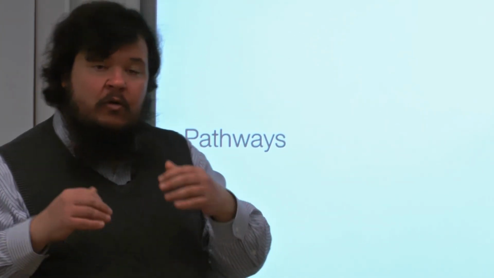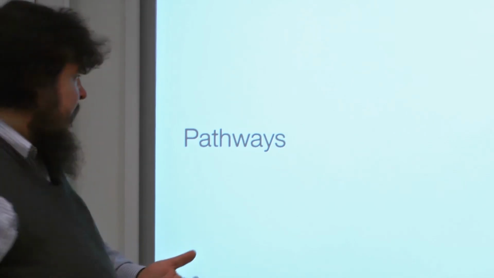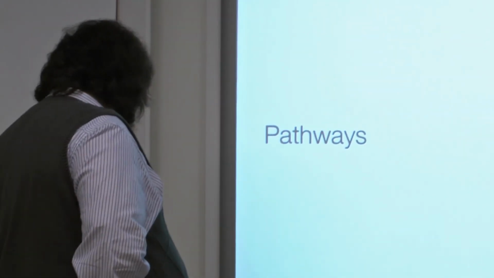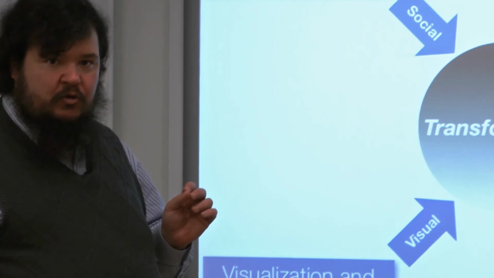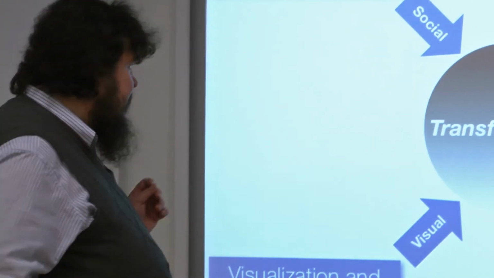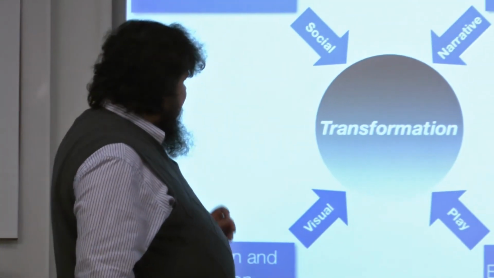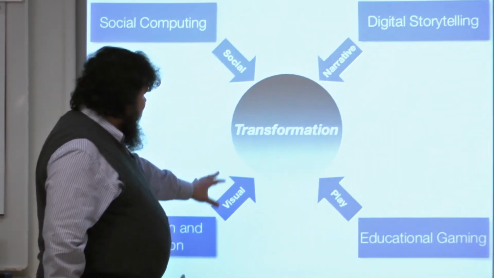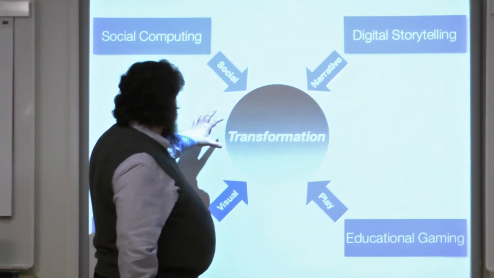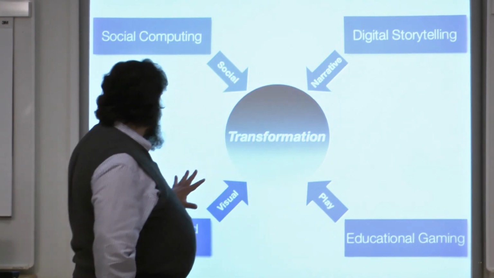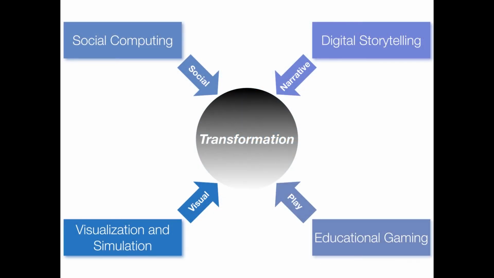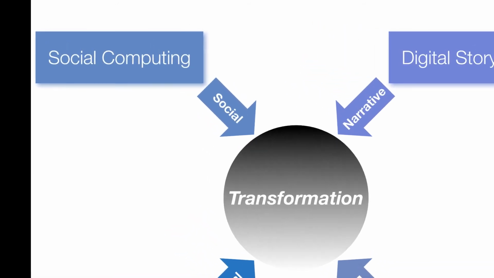I just wanted to spend just 2 more minutes to show you what I would call pathways. The pathways are particularly promising avenues for what can happen. And I've identified 4 pathways that each of them rely upon a key fundamental human aspect: social, narrative, play, and visual, in terms of the potential that developments along these pathways have to get to the higher levels, to the transformation type levels of usage.